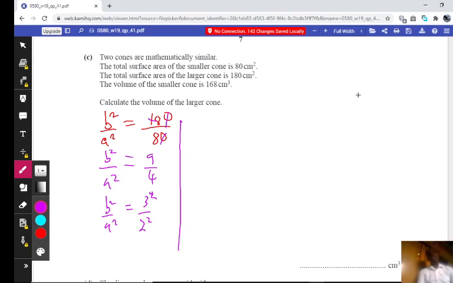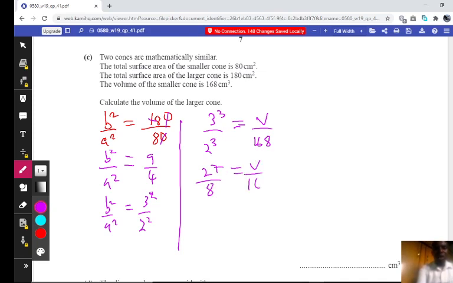Now if you want volume, you put the power 3. So for volume, 3 cubed over 2 cubed is equal to the volume of the bigger cone, which we don't have, so we just put v, over the volume of the smaller cone, which is 168. Now simplify and find the volume of the larger cone. This one will be 27 over 8 is equal to v over 168.